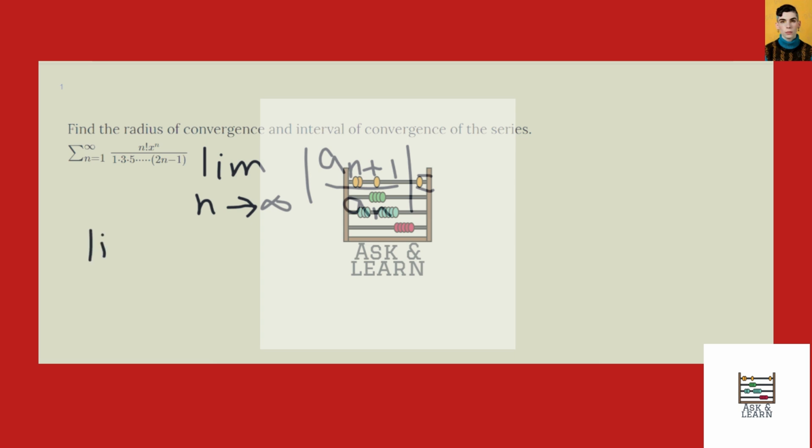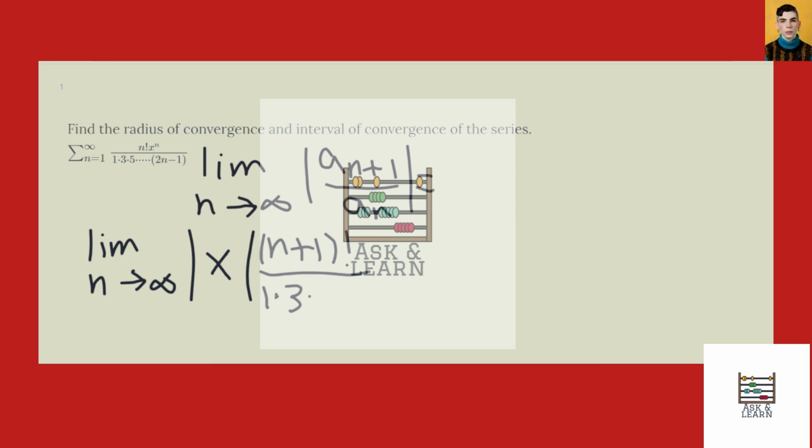So this is limit as n goes to infinity, absolute value. x to the n plus 1 divided by x to the n is just x. And then we still have this n plus 1 factorial, and we still have this whole chunk happening down here, 1 times 3 times dot dot dot times 2n minus 1 times 2n plus 1 minus 1. For the a_(n+1) guy, we have to go all the way until 2 times n plus 1 minus 1.